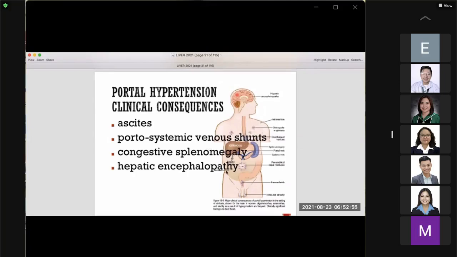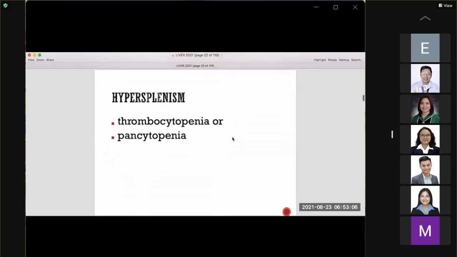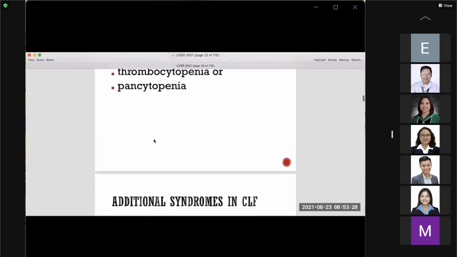As you can see here, there is congestive splenomegaly, and then hepatic encephalopathy, of course. And this can lead to trapping of blood cellular elements, leading to thrombocytopenia or even pancytopenia if everything is being trapped, and that causes enlargement of the spleen.